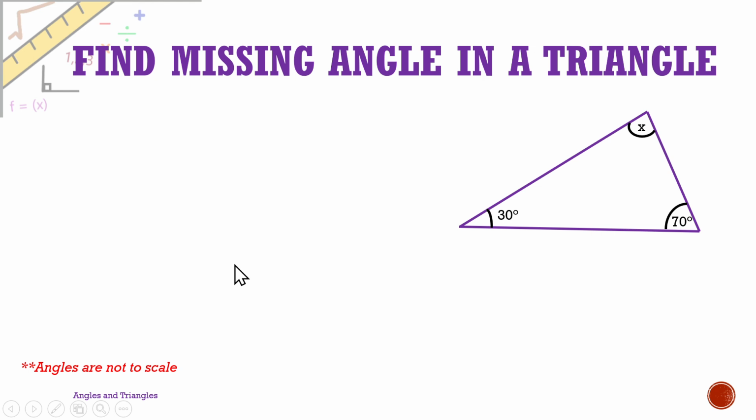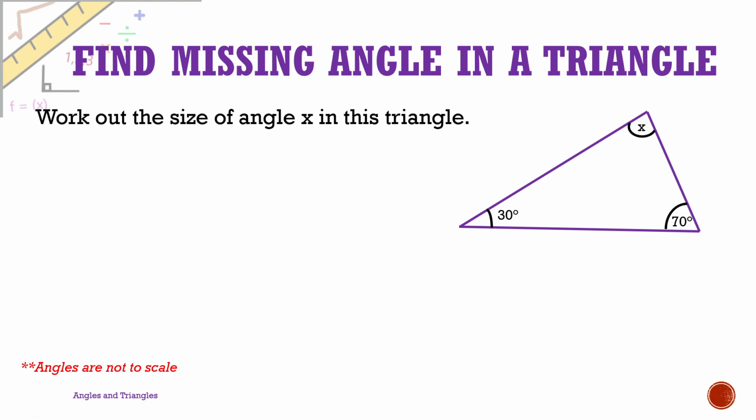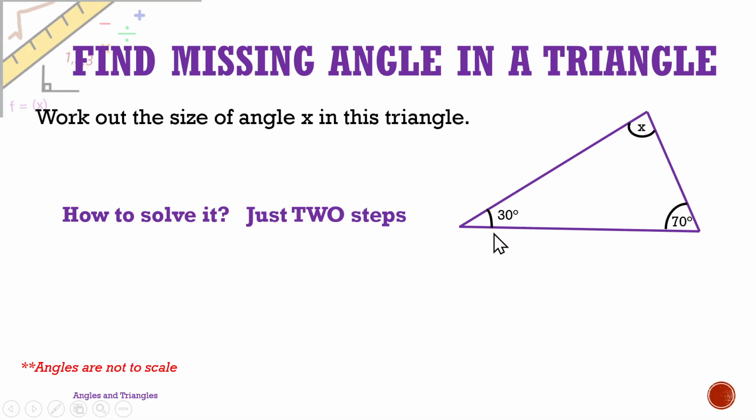Now, how to find the missing angles in a triangle? Let's see this example. You are to work out the size of an angle x. I am given the other two angles of a triangle as 30 degrees and 70 degrees respectively. How to solve it? Just two steps.